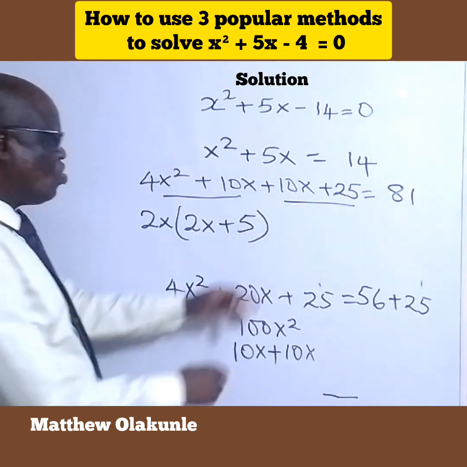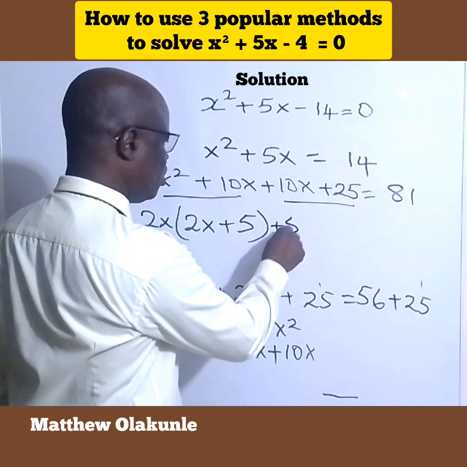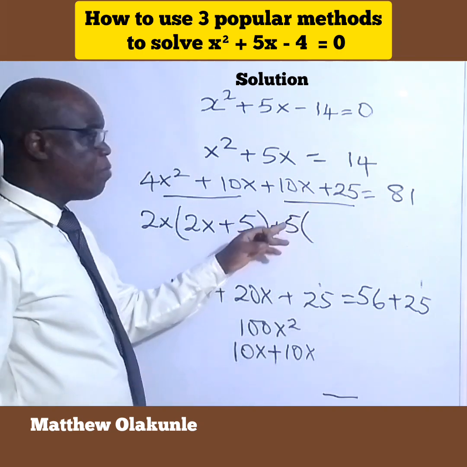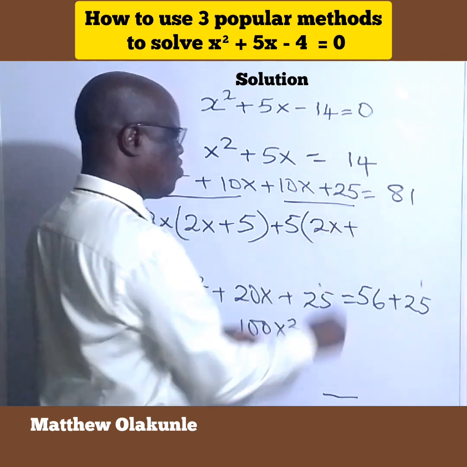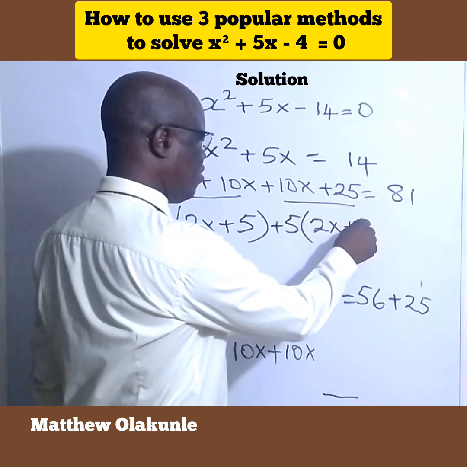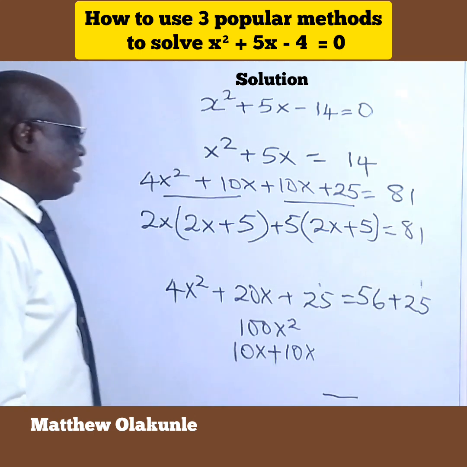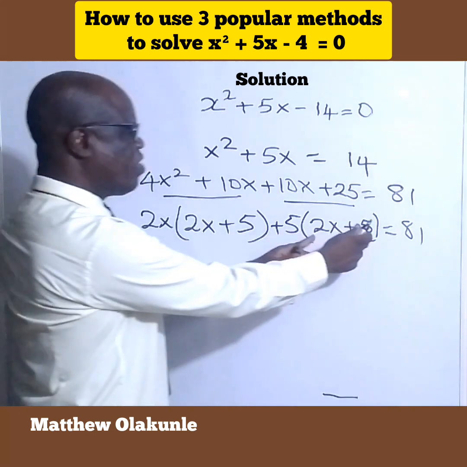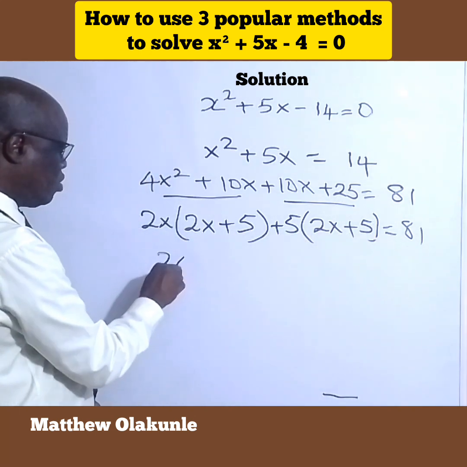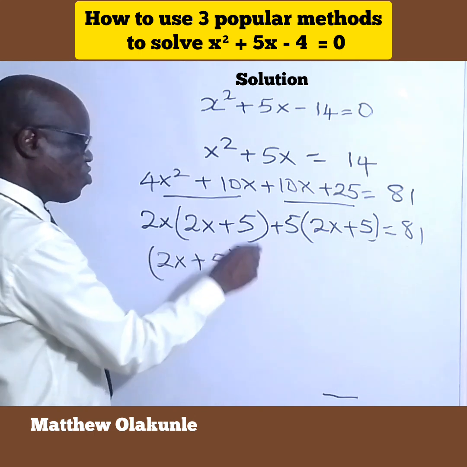Then here also you have plus 5 is common to both. 10x divided by 5, that is 2x, plus 25 divided by 5 is 5, equal to 81. Now, you have 2x here plus 5. You have 2x plus 5, 2x plus 5. So you have 2x plus 5, everything squared.